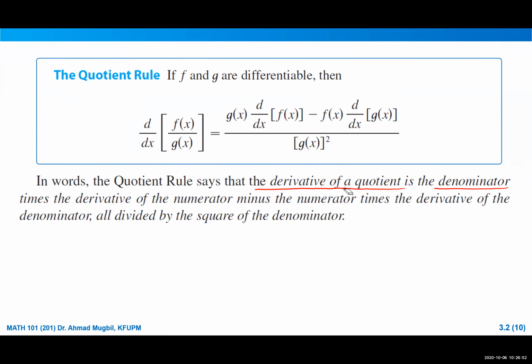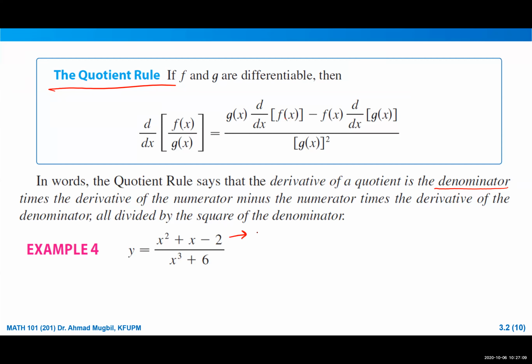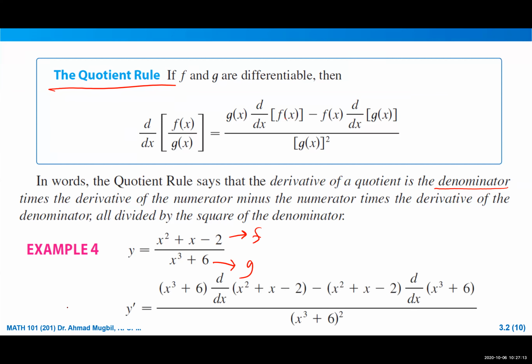Anyway, that is the quotient rule. Now let's apply it to this function. You can see clearly that you have a quotient of two polynomials. So it is easy: this is g, this is f, and this is g. Apply now the quotient rule.